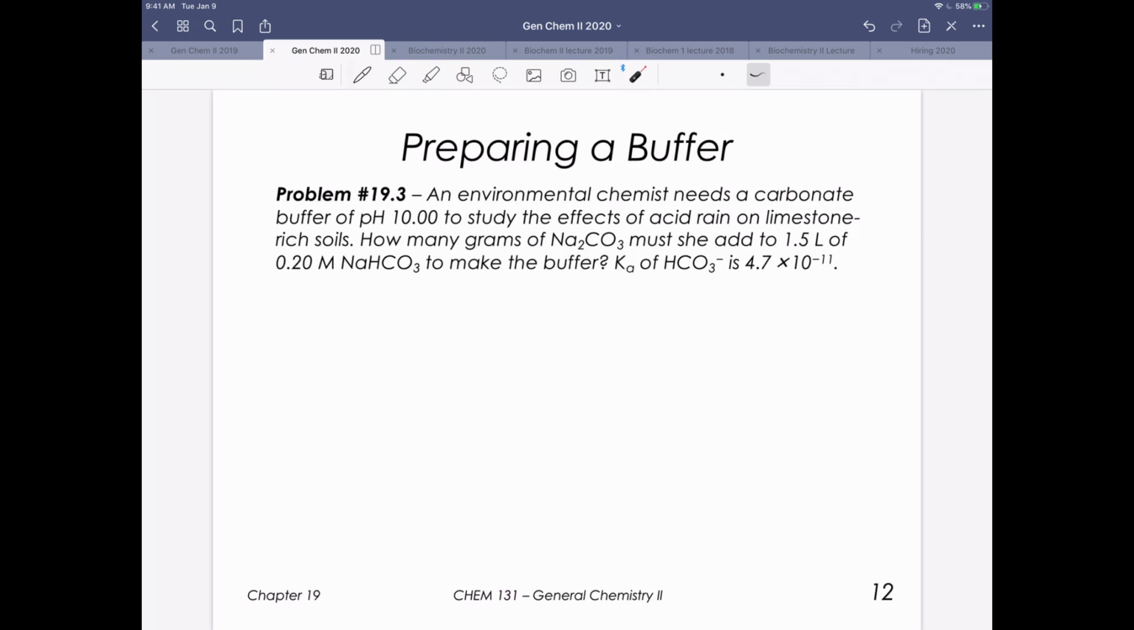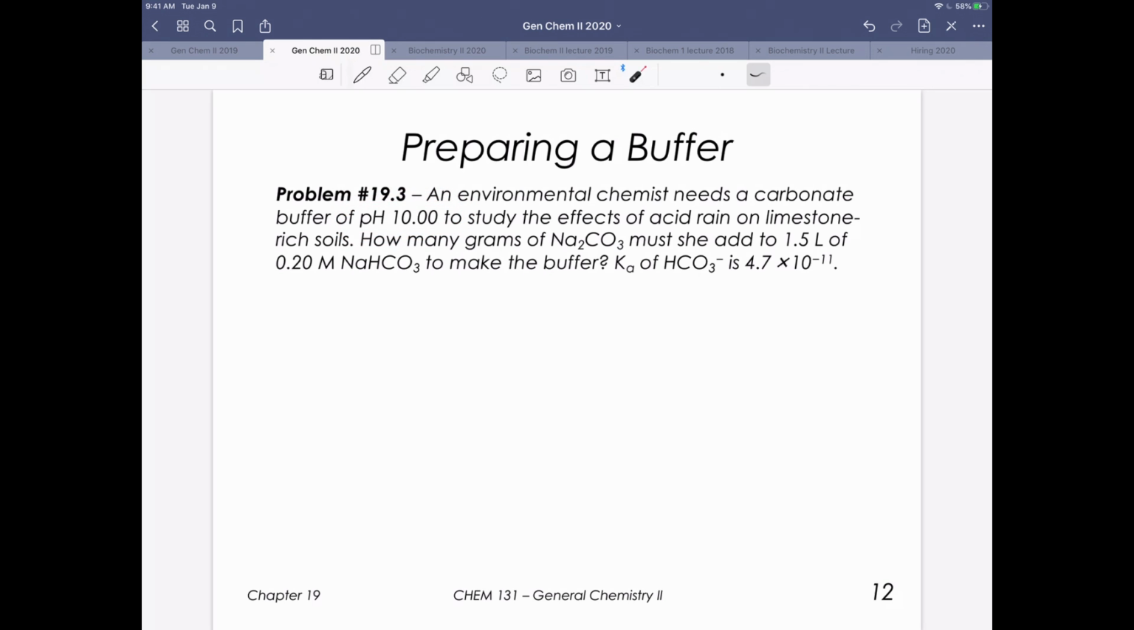So this problem is telling us that we want to make a buffer that's pH 10, and we're going to add sodium carbonate and then sodium bicarbonate to make the buffer. They're already telling us the amount of sodium bicarbonate that we want to have, but we want to know how much sodium carbonate we need to add so that we have the correct ratio of those 2 species to have a pH of 10.